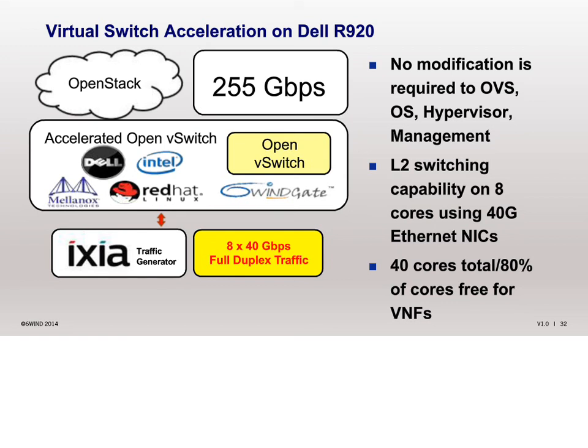In addition, OVS acceleration can be combined with other fastpath protocols such as VXLAN, NAT, filtering, IPsec, and more to provide enhanced services at the hypervisor level. And with a 40-core Dell R920 server populated with 8 40-gig Mellanox NICs, we have demonstrated, using an Ixia traffic generator with 40 gig NICs, 255 gigabits of virtual switching performance using 8 fastpath cores, which means that 80% of the cores remain available to deploy VNFs.